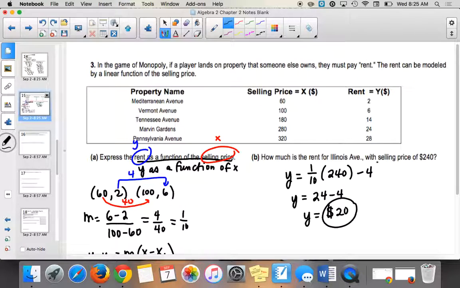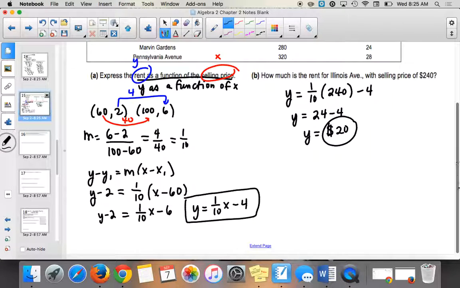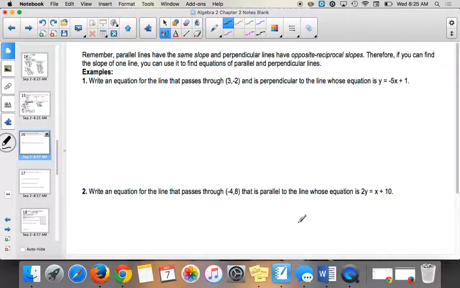Because the minus 4 in the equation, it was our b value down here. Did you not have minus 4? Okay. All right, make sense? All right, obviously we can use lines for more things than Monopoly.